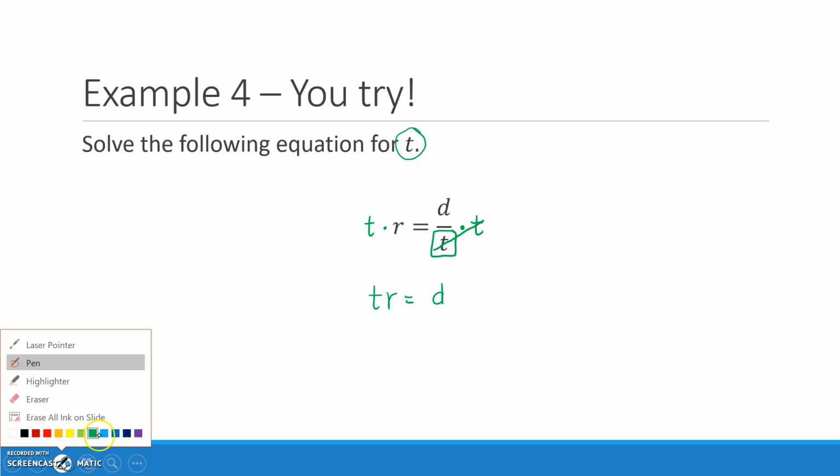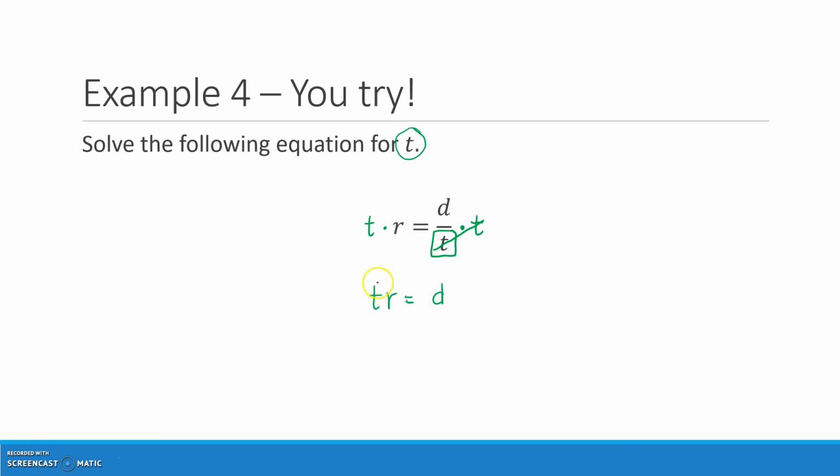And I still want to solve for t, so I'm going to divide both sides by r. And I get t equals d over r. I know that one was kind of tricky. It's a little bit weird when the variable's in the denominator, but that's the type of problem that you might see on homework or a quiz. So take a second, make sure you've got that copied down.